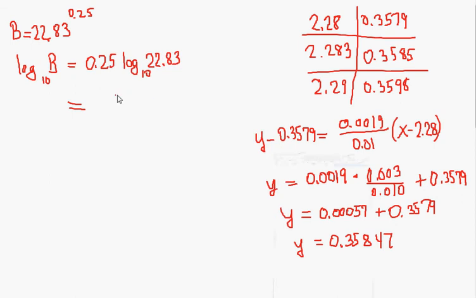Okay, now I don't have 2.283, I have 22.83. Now back in the old days, I would know that this was automatically between 1 and 2 someplace. So it'd be 0.25 times 1.3585.